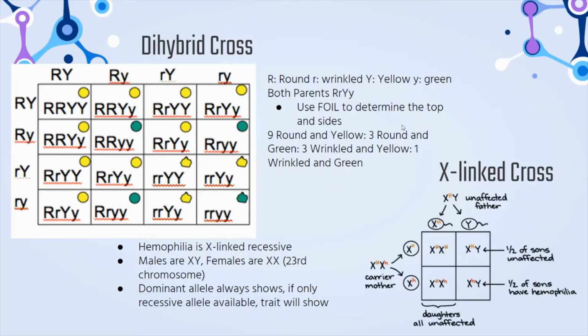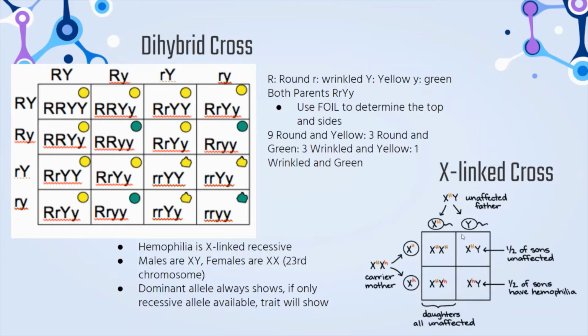An X-linked cross trait, or a sex-linked trait, is when the gene in question is found on the 23rd chromosome, or the one that determines the gender. Males will always have an X and a Y, and females are always X and an X for their 2 chromosomes. And hemophilia is an X-linked recessive trait.